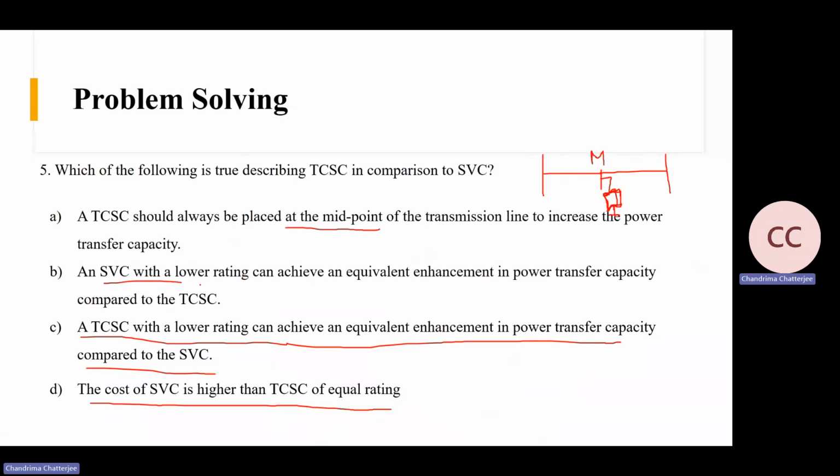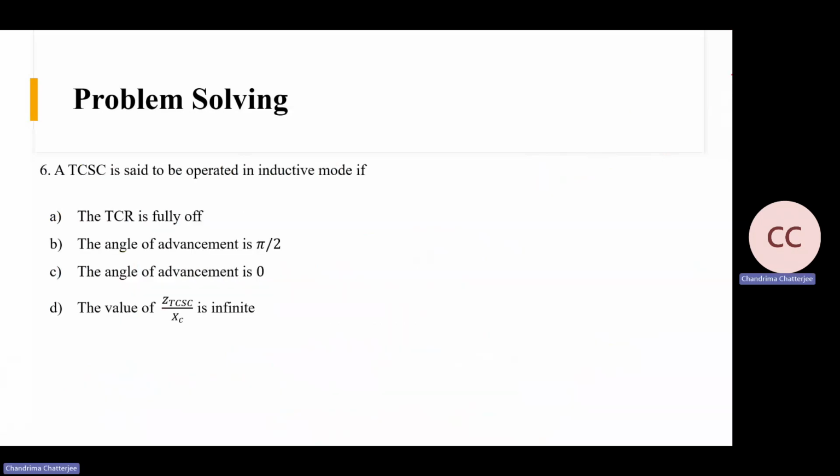An SVC with a lower rating can achieve an equivalent enhancement in power transfer capacity compared to TCSC? No, that is not true. The correct option is a TCSC with a lower rating can achieve an equivalent enhancement in power transfer capacity compared to the SVC. So that is one advantage of TCSC over SVC, that a TCSC with a lower rating can achieve an equivalent enhancement in power transfer capacity compared to the SVC. Okay, that is the correct option. So the next question.